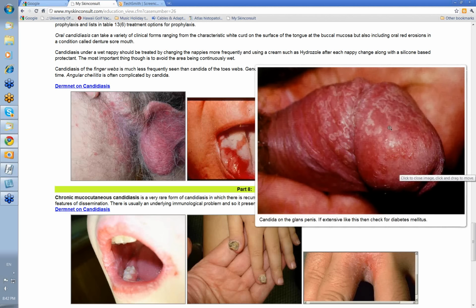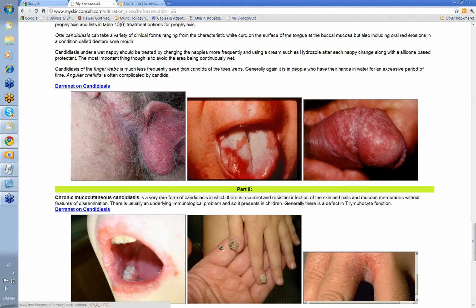Always, as I've said there, check them for diabetes. Any female that presents with really extensive candida around the perivulval area, or a male around the genitals like this, or even this one back here, I'd still check them for diabetes.